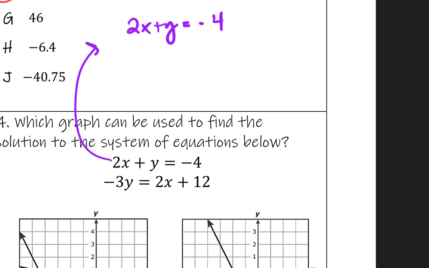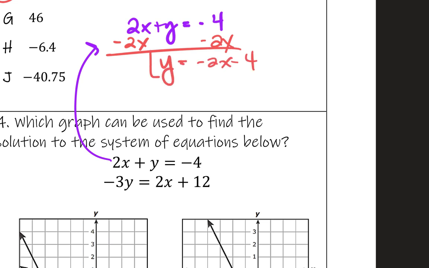I'm going to write 2x plus y equals negative 4. All right, if I want the y by itself, what do I need to move over? The x. Do I add the x or subtract the x? Subtract. So you're going to minus 2x. You're going to do the opposite. So you're going to say y equals negative 2x minus 4. That's your first equation. Box it in. You're done with that one. All right, bring your next one up.